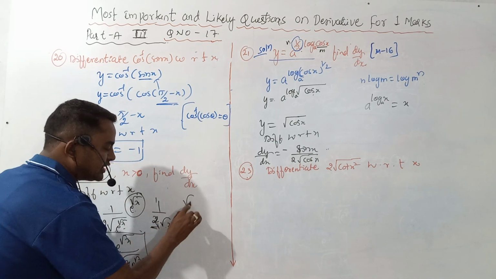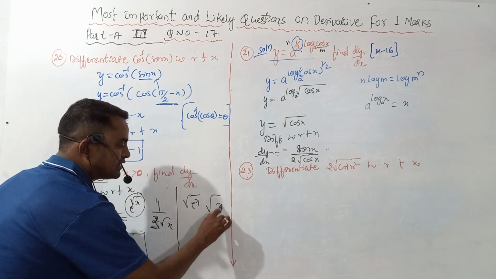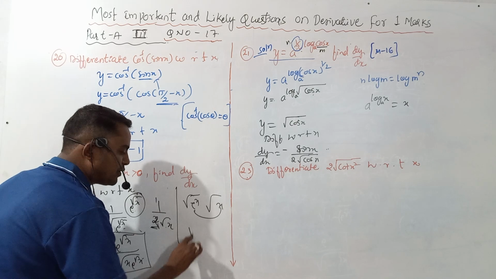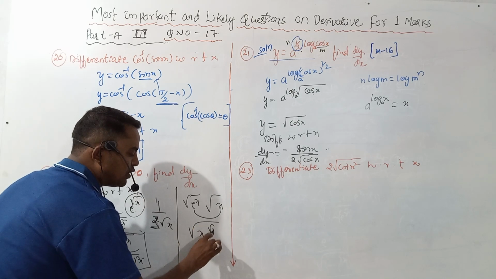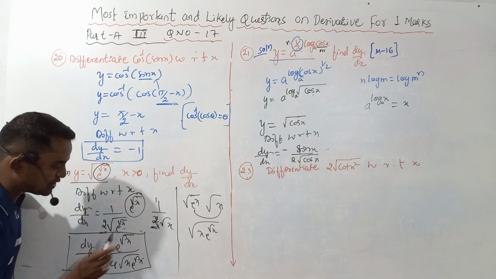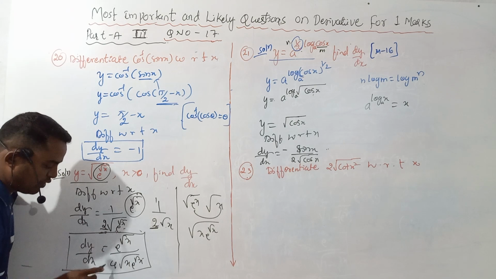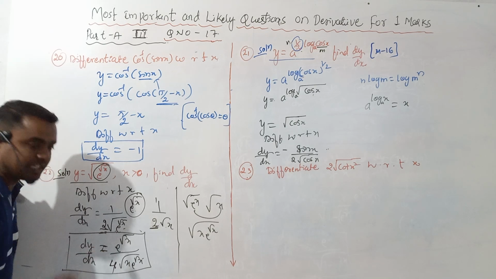See here. This is e raised to root x. I am writing separately here. e raised to root x into root x. Simplify this. x into e raised to root x. And this 2 into 2, 2 into 2 is 4. This is the final answer.